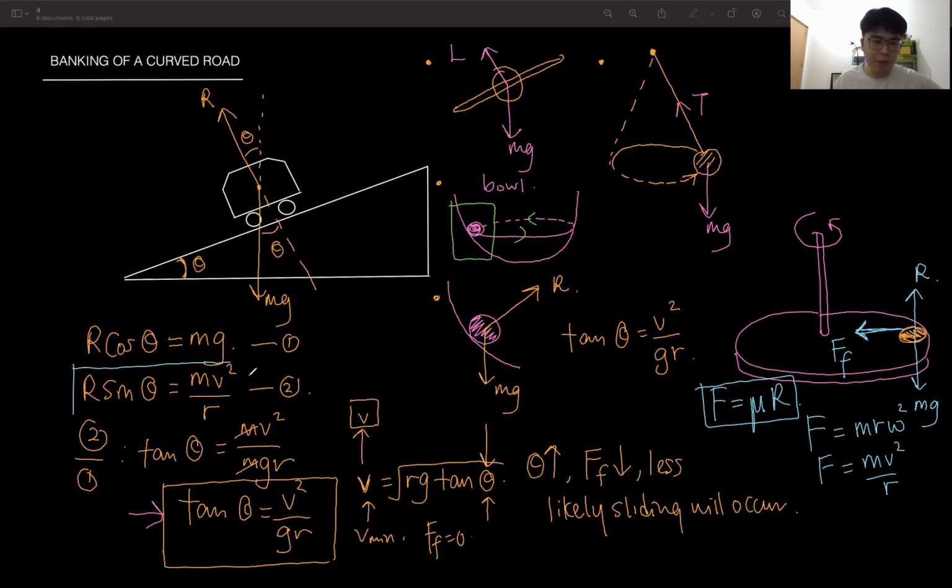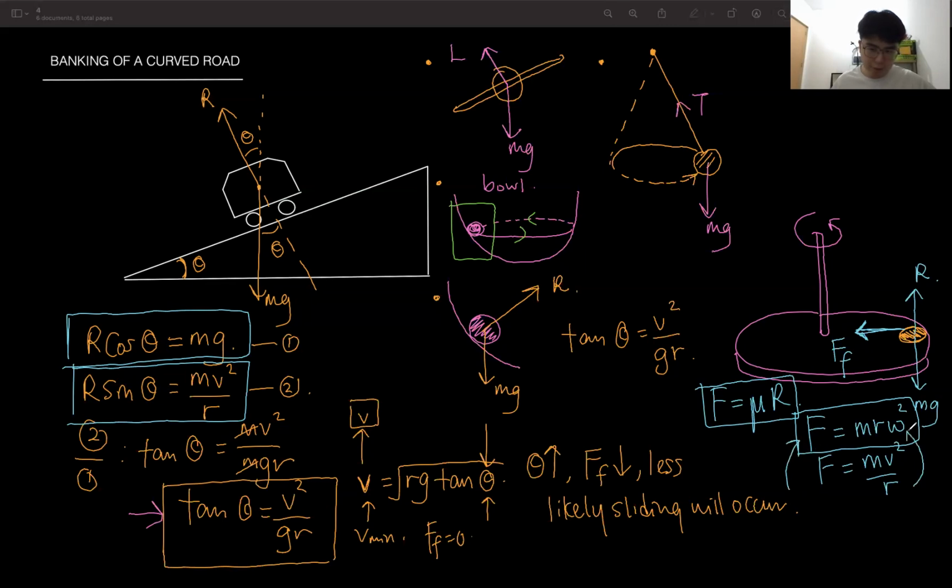You have to resolve it, right? You have to resolve it. Okay, here. From here, F equals mRω². You can see that the centripetal force depends on what? It depends on the radius, the mass, and also the angular velocity.